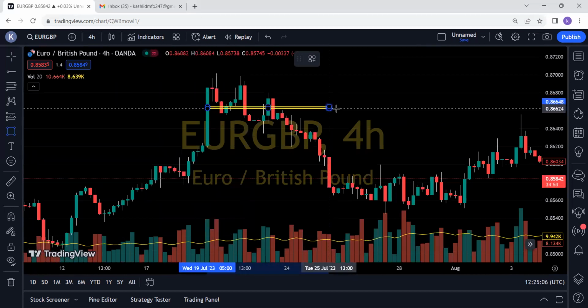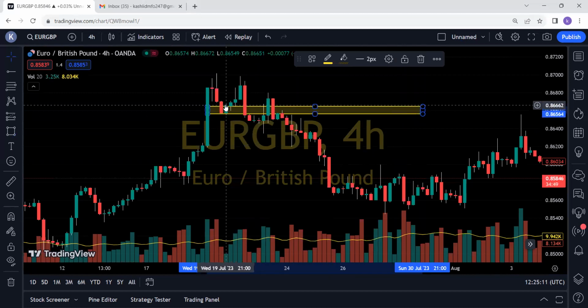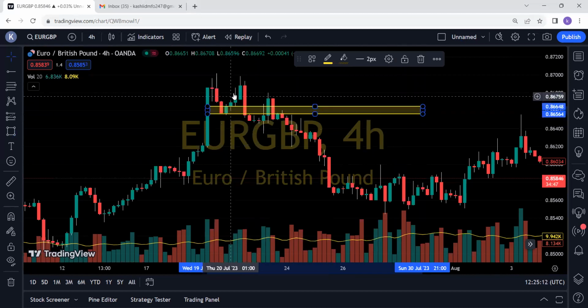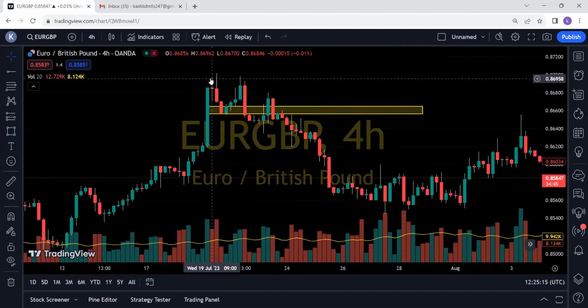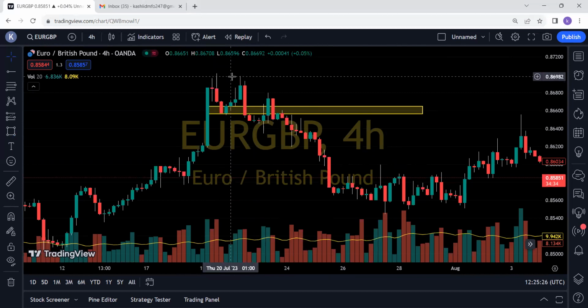So I'll put that notice here. So on that green candle, I mean the green candle here, what do you observe? Price pushed up. So when price pushed up, this high, look at the value, 0.87019 is higher than this low, which is 0.86982.